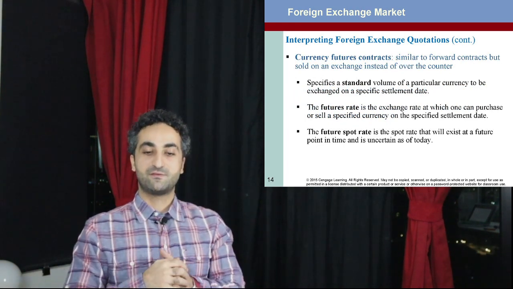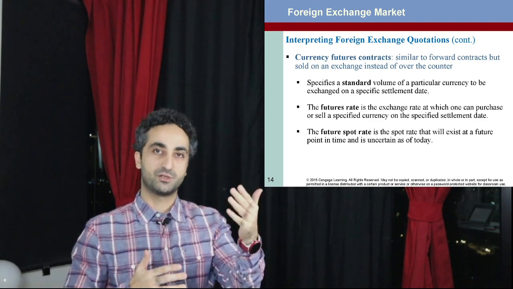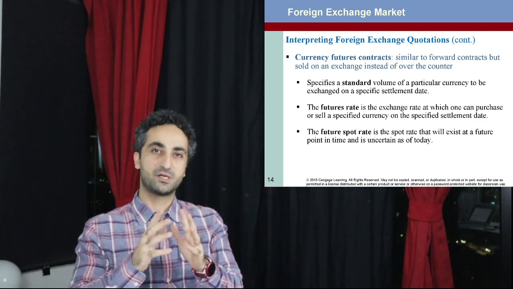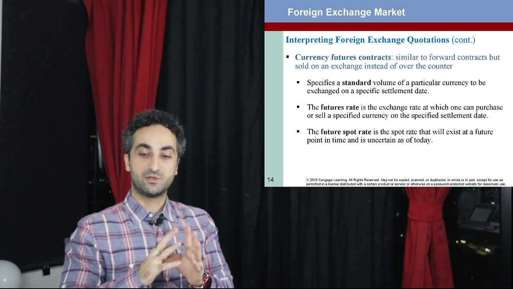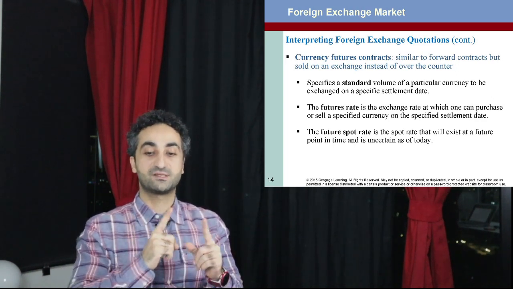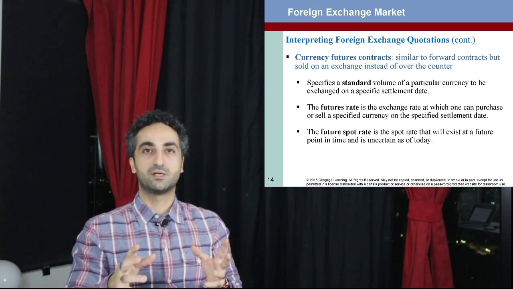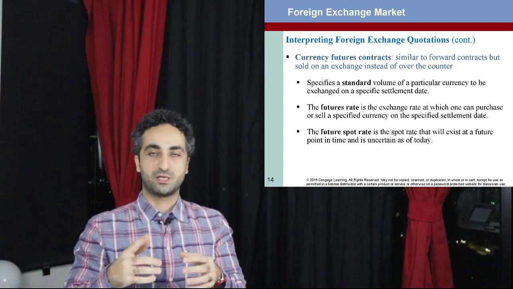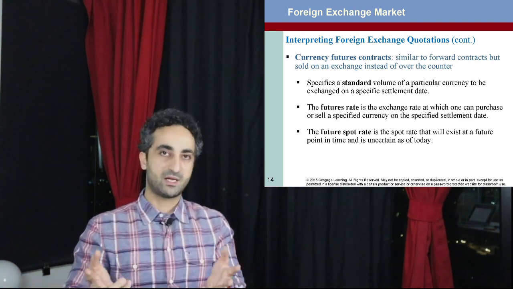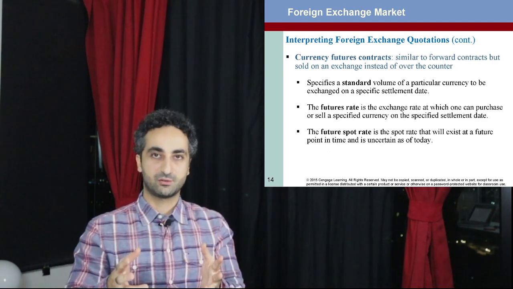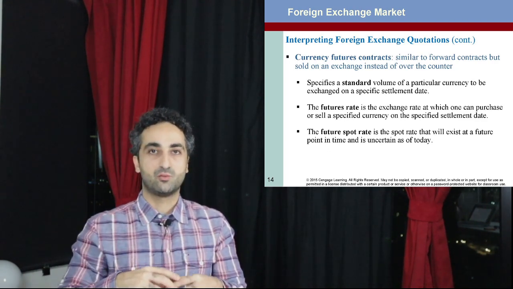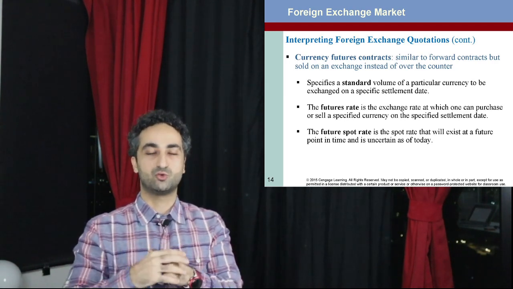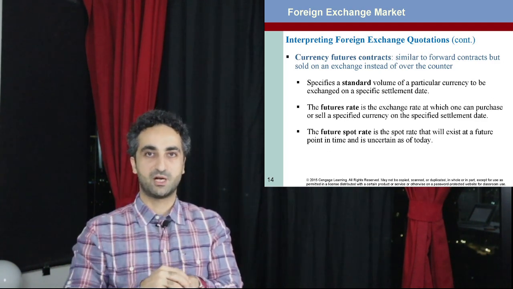Now let's move to currency futures. Again, future. It's similar to forward, right? It's some contract in the future. However, there are some similarities and some differences as well. It's similar to a forward contract, but sold on an exchange instead of over the counter. So if you need to transact in a forward contract, I need to go over the counter. I need to go to the bank during working hours and make a deal for a specified amount, 110,522 ringgits. Exact number I need.